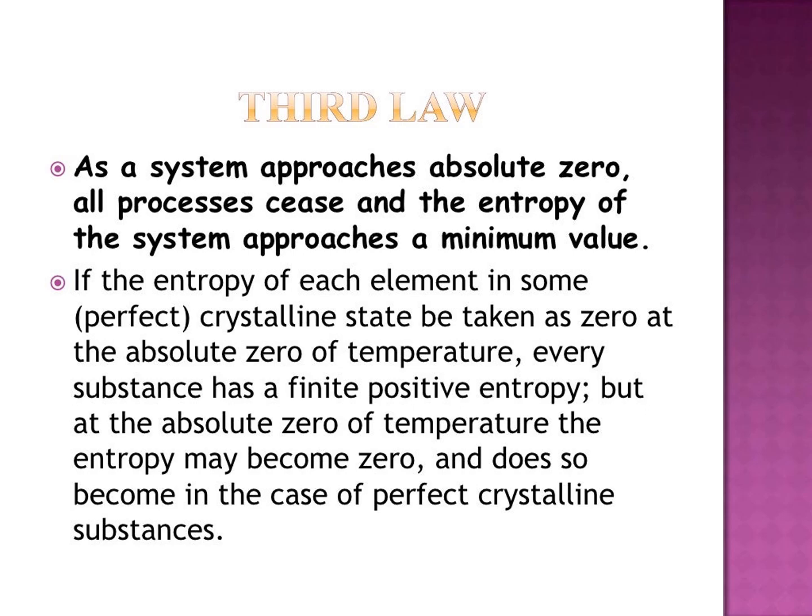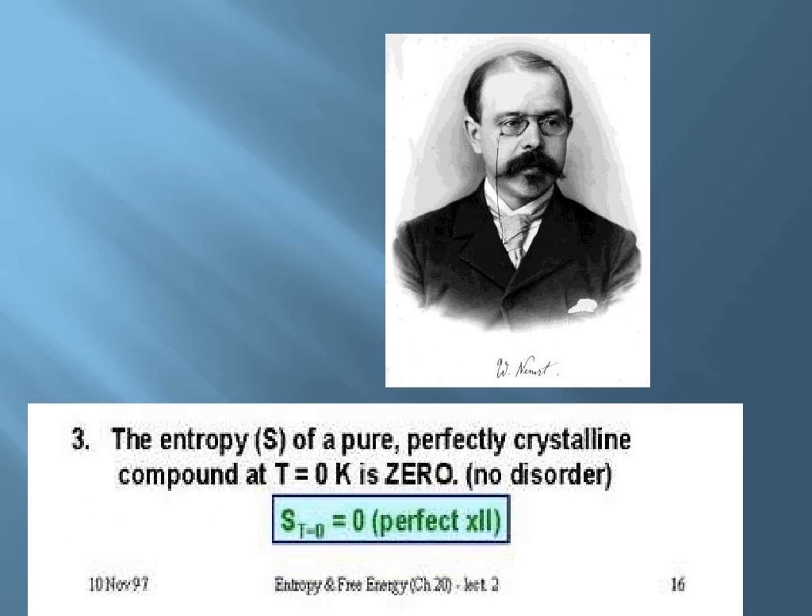So if the entropy of each element in some crystalline state be taken as zero at the absolute zero of temperature, every substance has a finite positive entropy. But at the absolute zero of temperature, the entropy may become zero, and thus it becomes so in the case of perfect crystalline substances. So this is known as the third law of thermodynamics.